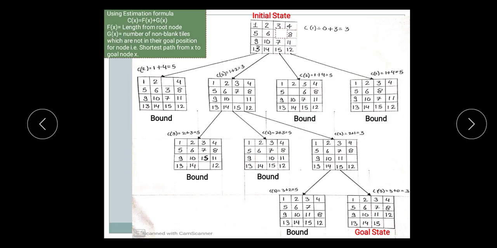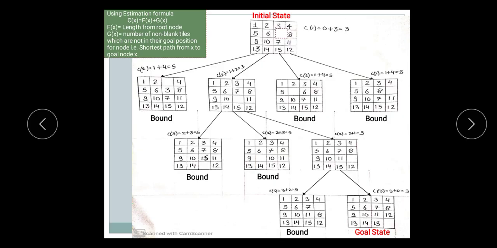So we have to choose the next e node with a minimum cost, and in this case if we move our empty tile in the downward direction, then we will get the minimum cost. So this becomes the next e node, and we need to expand that node.